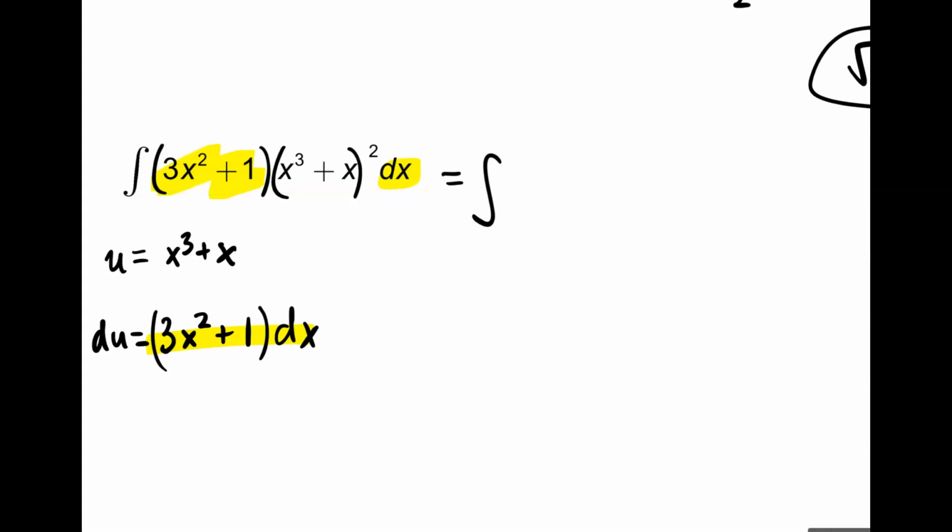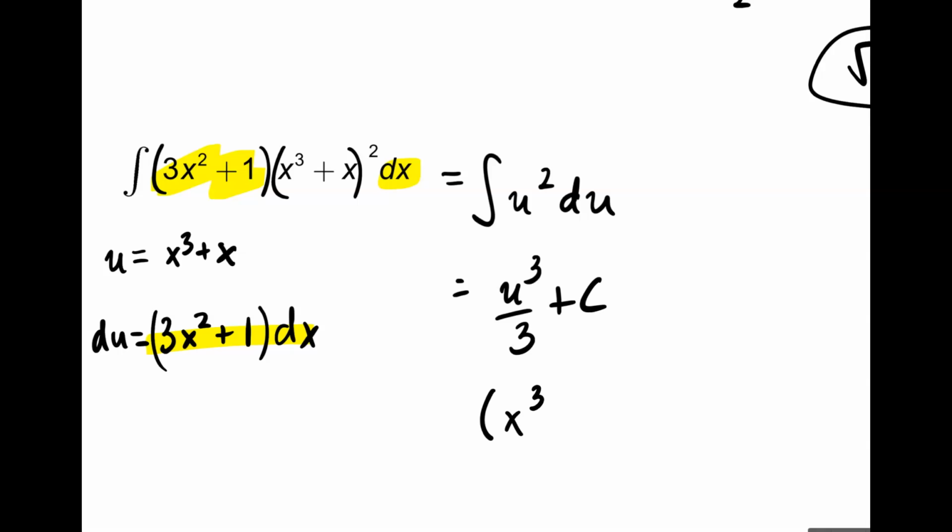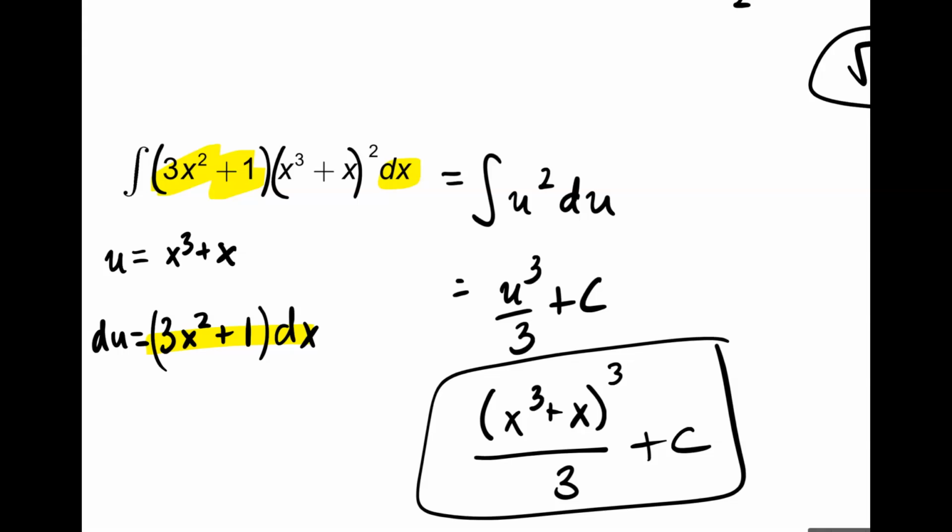So this is the integral of u squared du. That's just going to be u cubed over 3 plus c. Plug back in our u. Our u was x cubed plus x. I don't know why I said it wrong at first. Whatever. And that's it. Cool.